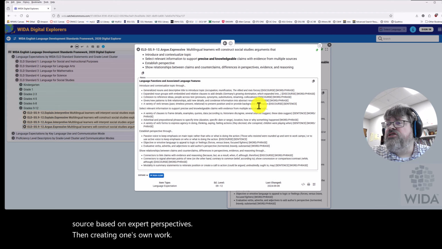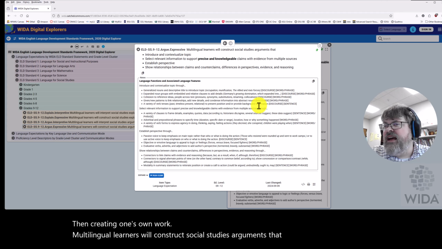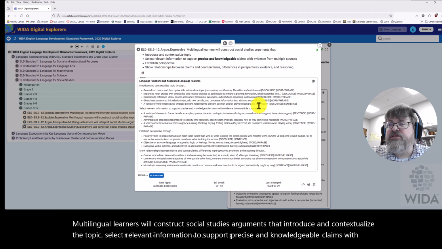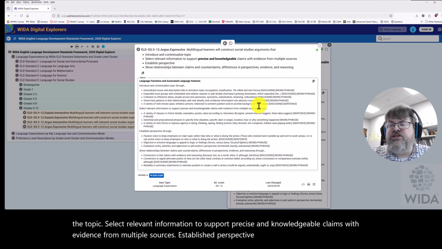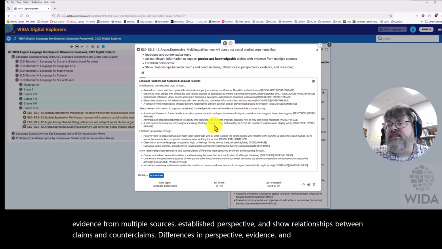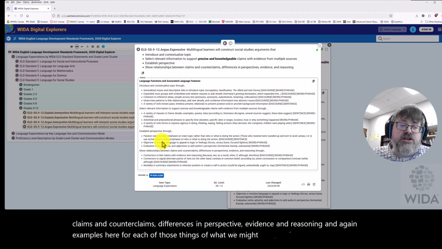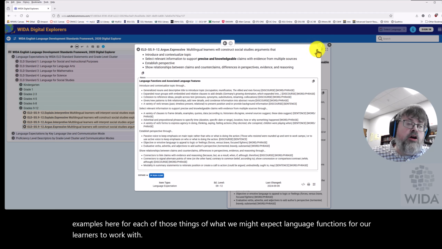Multilingual learners will construct social studies arguments that introduce and contextualize the topic, select relevant information to support precise and knowledgeable claims with evidence from multiple sources, establish perspective, and show relationships between claims and counterclaims, differences in perspective, evidence, and reasoning. And again, examples here for each of those things of what we might expect language functions for our learners to work with. So I hope you found this useful.